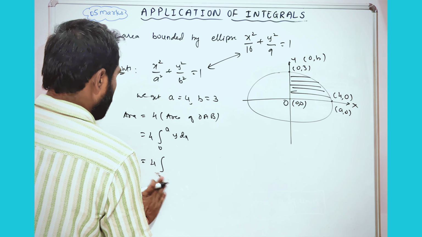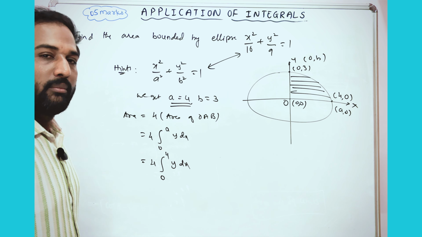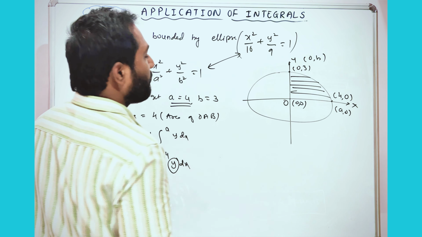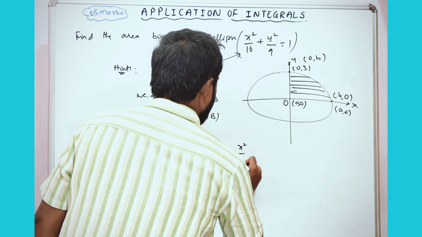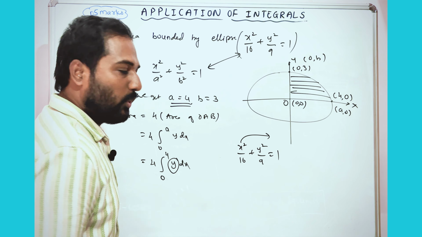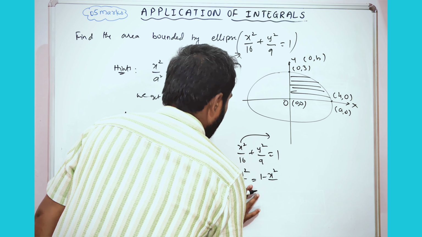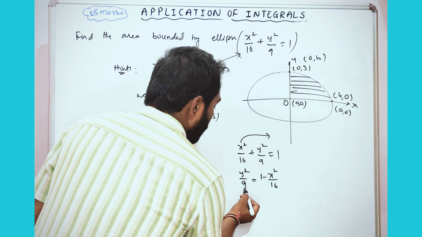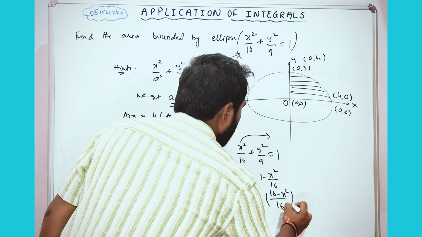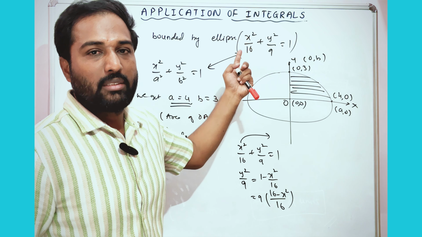4 times 0 to a, y dx. How to find y? Using this equation, that is x square by 16 plus y square by 9 is equal to 1. Just bring this into the RHS. What it becomes: y square by 9 is equal to 1 minus x square by 16. I'll take 16 as the LCM here. In the first example it was exactly like the general form. Here they have given the numbers, that is 16 and 9.